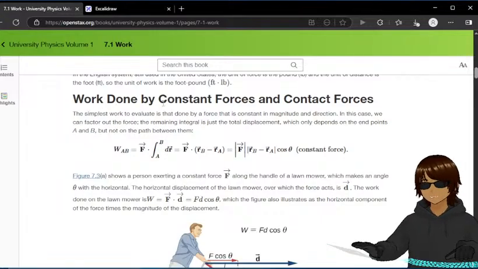Work done by constant forces and contact forces. The simplest work to evaluate is that done by a force that is constant in magnitude and direction. In this case, we can factor out the force. The remaining integral is just the total displacement, which only depends on the endpoints A and B, but not on the path between them.